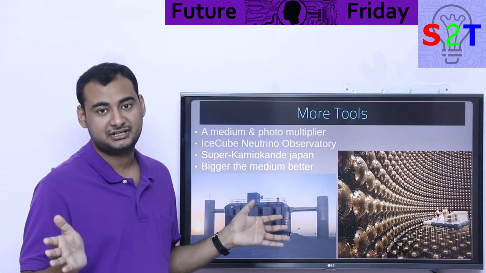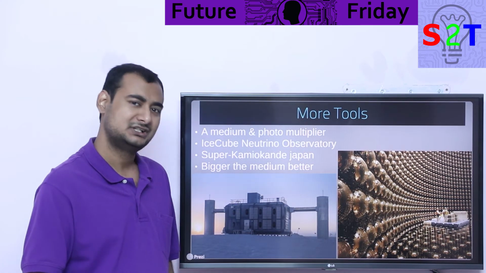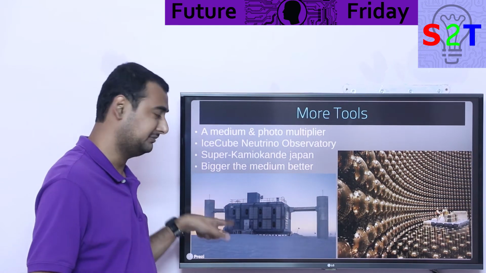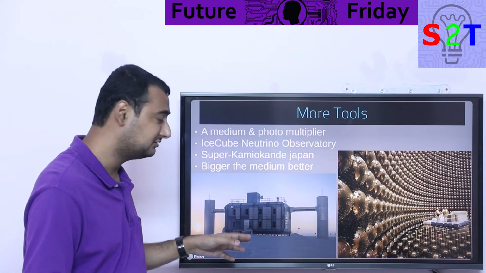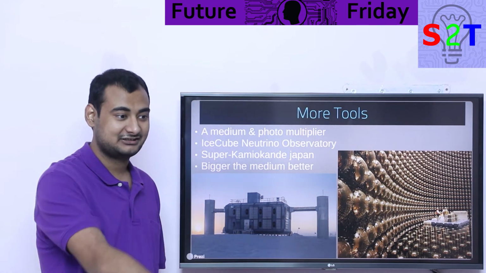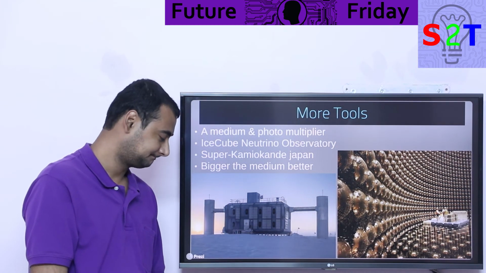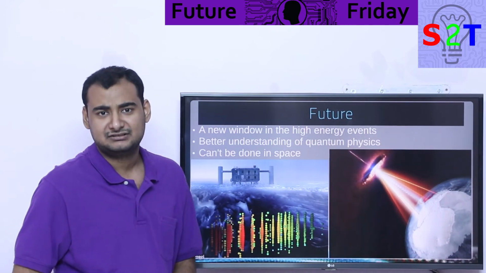The bigger the medium, the better. The photomultiplier, we don't need too much in that department. We have that, but the medium is the key. The bigger the medium, the better your chances, because right now the Antarctica one is like, hey, we detected 1 neutrino in 6 months. So what can we expect in the future?